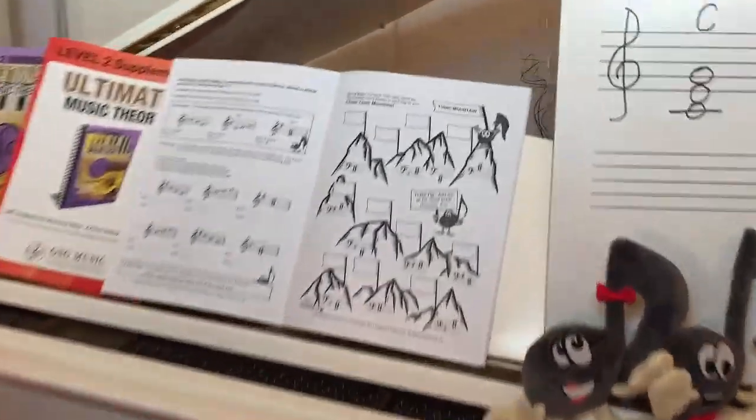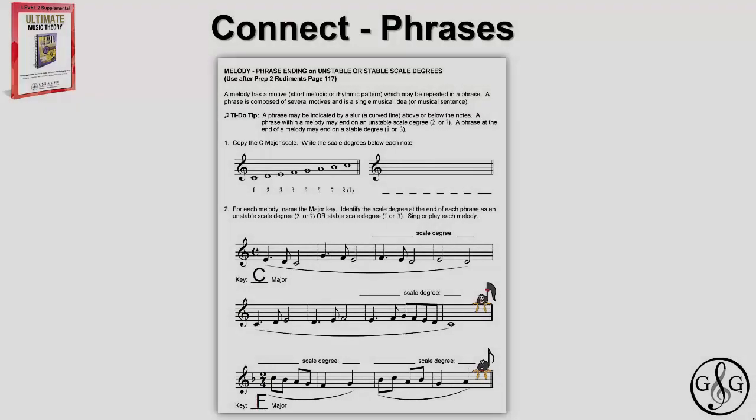Okay. Tonic Mountain. On page 28 of the Level 2 Supplemental Workbook, you will learn about phrase ending on stable or unstable scale degrees. Use after Prep 2 Rudiments, page 117. Now, a phrase within a melody may end on an unstable scale degree, 2 or 7, and a phrase at the end of a melody may end on a stable scale degree, so 1 or 3.